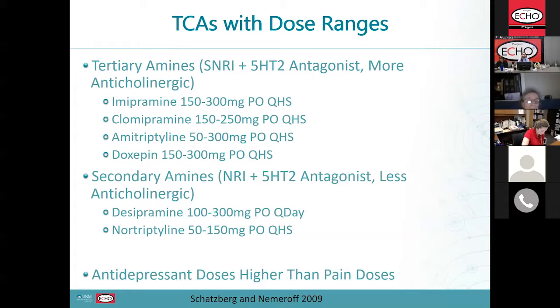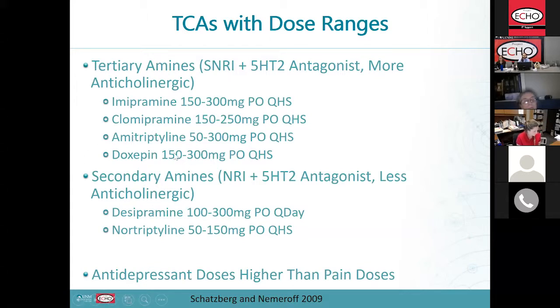The tertiary amine TCAs include imipramine, clomipramine, amitriptyline, and doxepin. These have been around since the 1950s, or at least imipramine in particular has. And so they're tried and true. We have a great deal of experience using these things, and they can be highly effective for patients who have not benefited from multiple other types of agents.